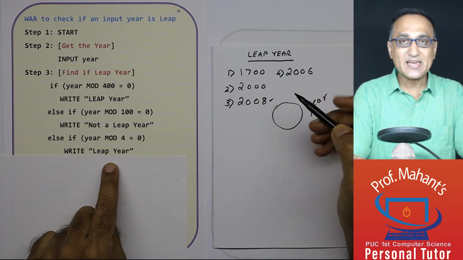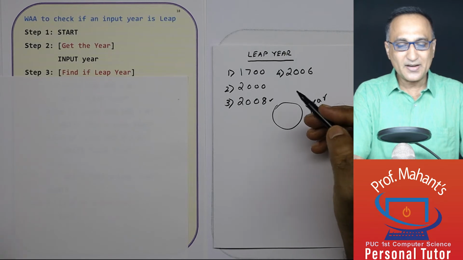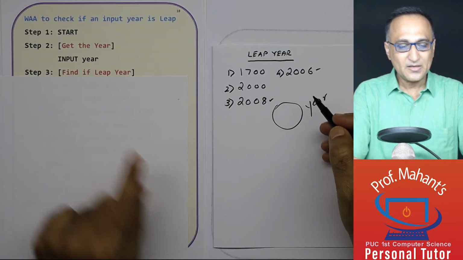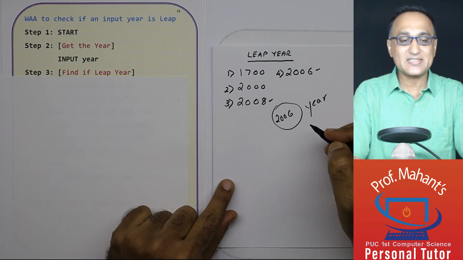Now let's take one example which is not a leap year. Let's say we run it like this: 2006. I input a year. Year happens to be 2006.